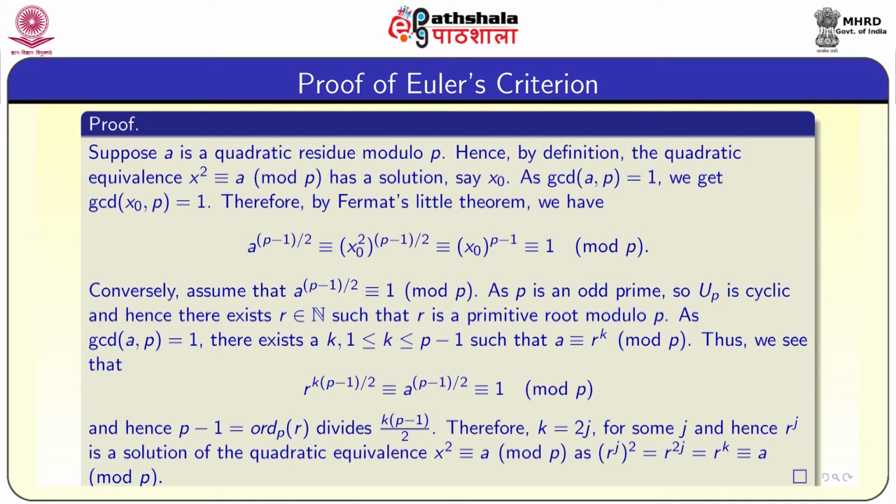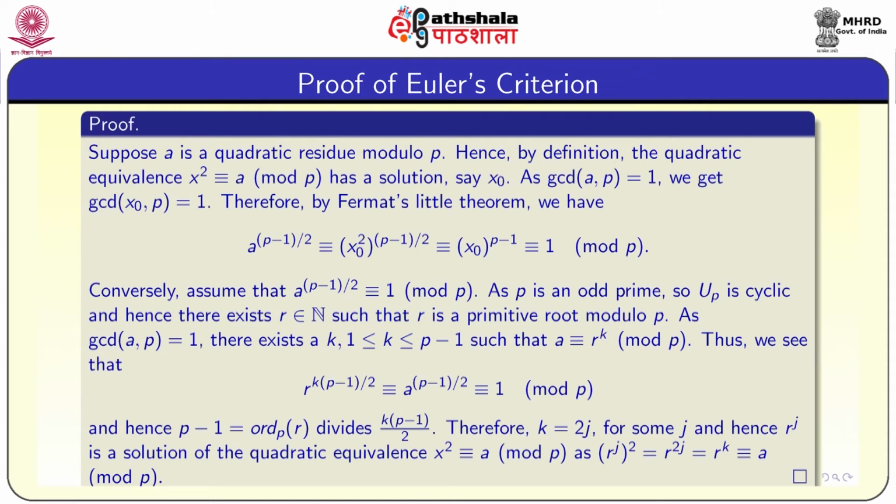Therefore, k should be equal to 2j for some j. Hence r^j is a solution of the quadratic congruence x^2 = a mod p, as (r^j)^2, which is equal to r^(2j), which is equal to r^k, is congruent to a mod p. So, we proved the converse part also.